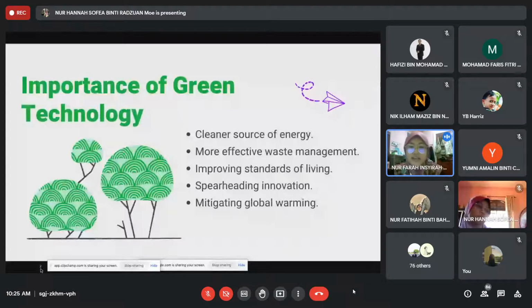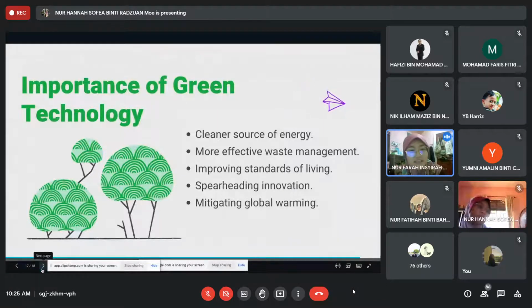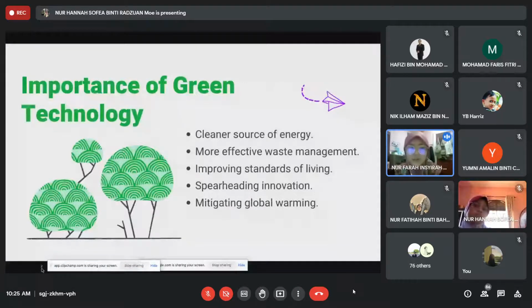Second, the importance of green technology is more effective waste management. If we can see, waste management that humans do without using green technology is very improper and causes a lot of problems because of the unscientific treatment and also improper collection of waste. So when we don't collect waste properly, it can lead to pollution such as water pollution, soil pollution, air pollution that can cause human damage, harm towards animals and marine life, and also extreme weather change and so on.